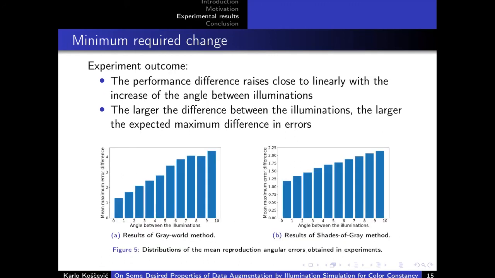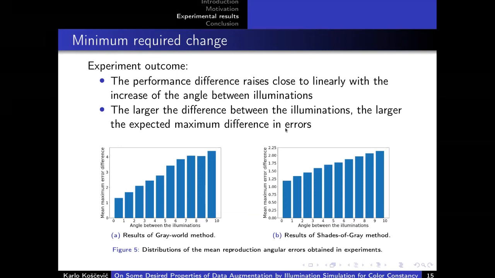And you can see the results shown here in figure 5. Left are results for the gray world method and right are results for the shades of gray method. And it can be seen that the difference of the performance of momentum-based methods rises on average closely to linearly with the increase of the angle between the initial and changed illumination. So we can see that the larger the difference between the illuminations, the larger also the expected maximum difference in errors, which is obtained by momentum-based methods on the images which are affected by some illuminations.